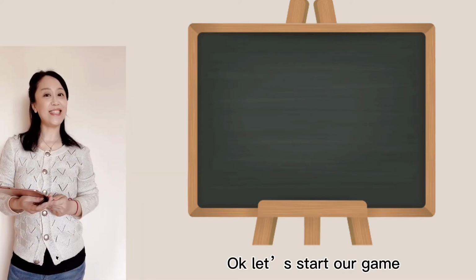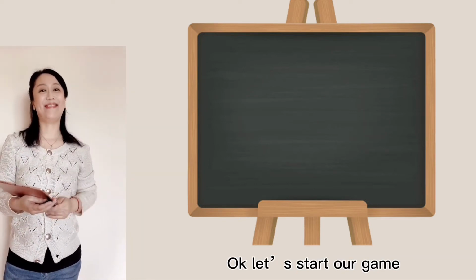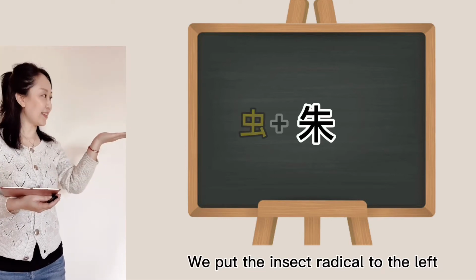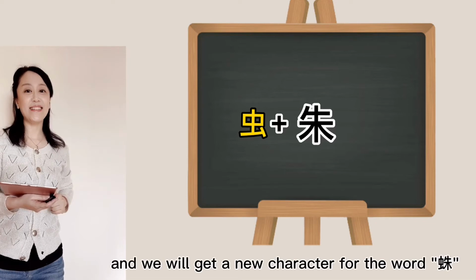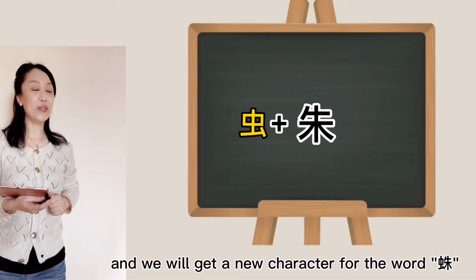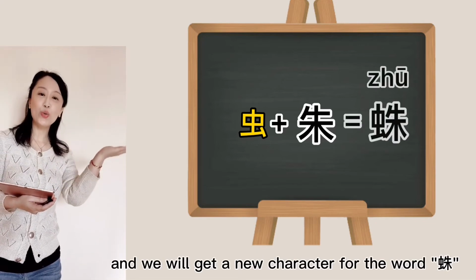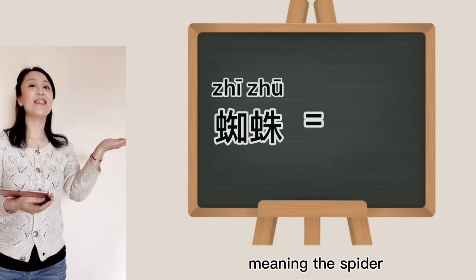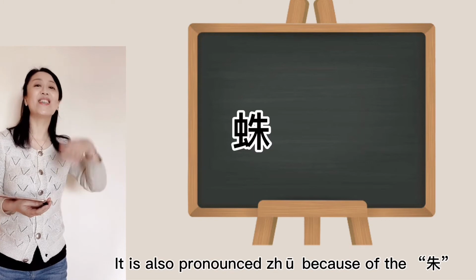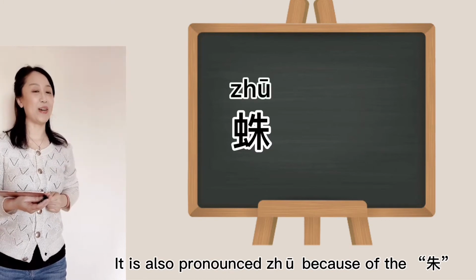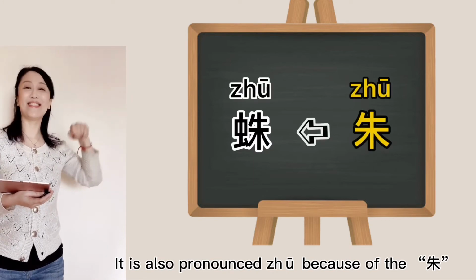Okay, let's start our game. We put the insect radical to the left, and we will get a new character, meaning spider. It's also pronounced the same because of the phonetic component.